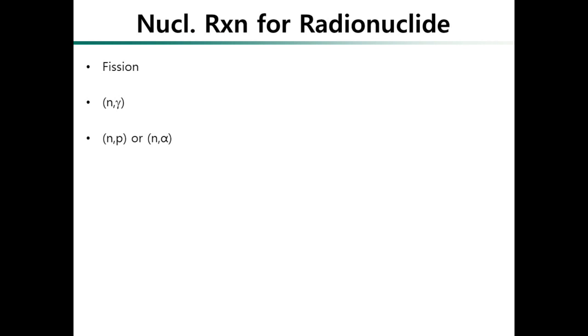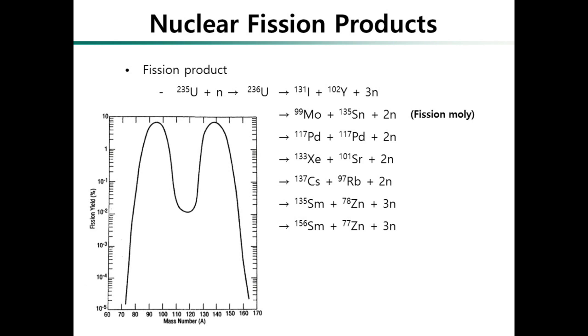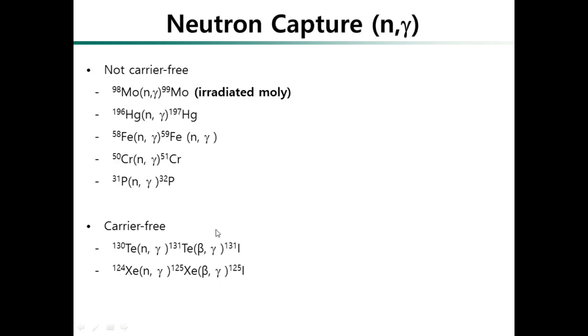Normally, we could make different kinds of radioisotope from the research reactor. But for molybdenum-99m, we get it through several chemical processes, and then we could get the molybdenum-99. And sometimes we could get irradiated moly, that is the neutron capture reaction, and also sometimes chemically modified things, we could get carrier-free radioisotopes.